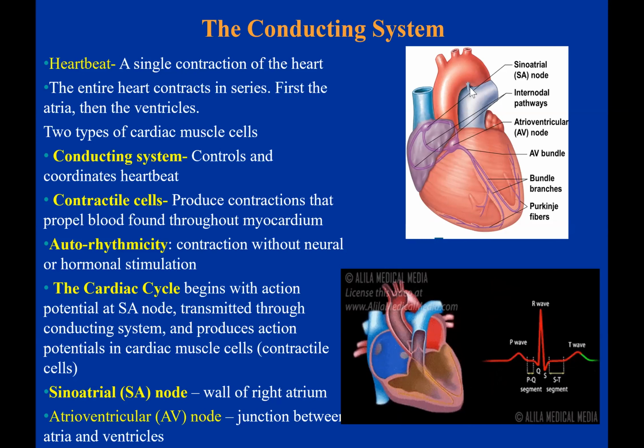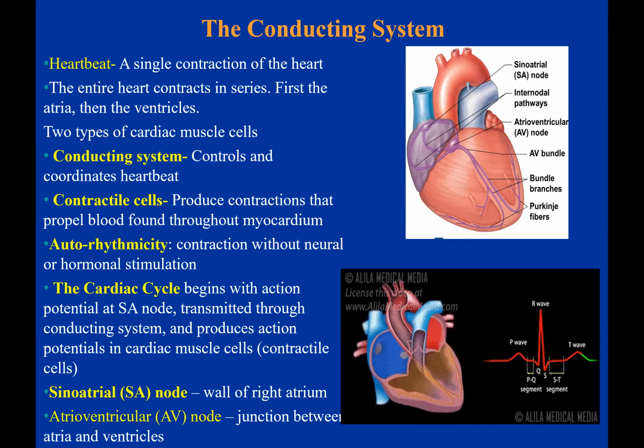There are two types of cells in the heart. The cells that generate the electric current are called the conducting system of the heart. It generates and conducts electric current. The cells that respond to it are the contracting cells of your heart.